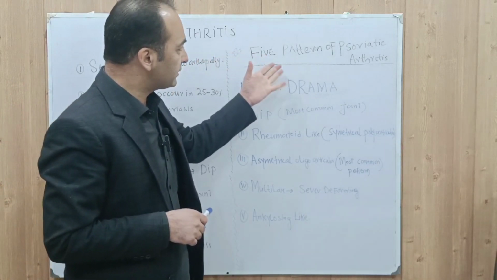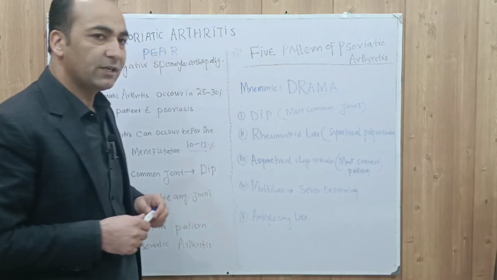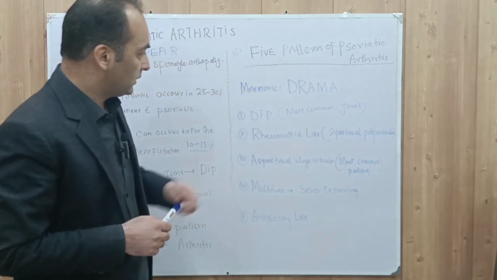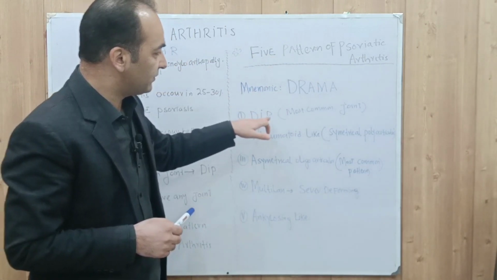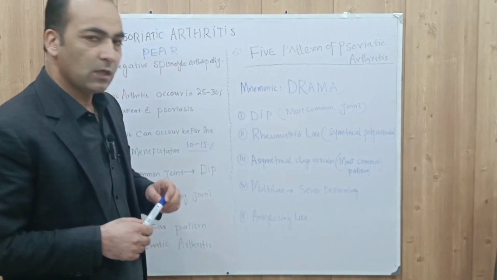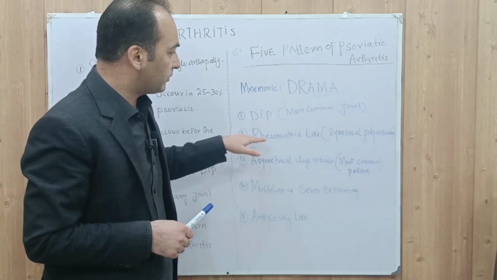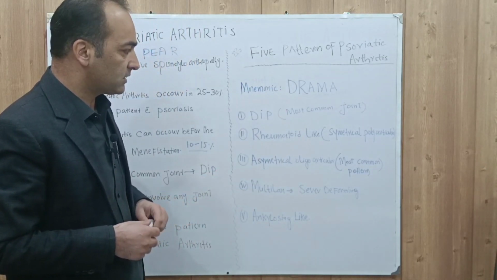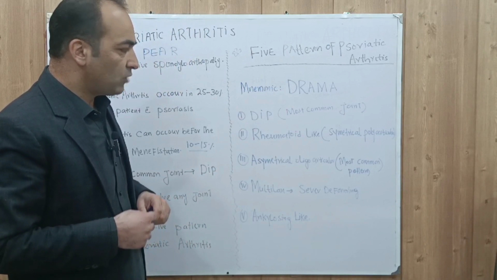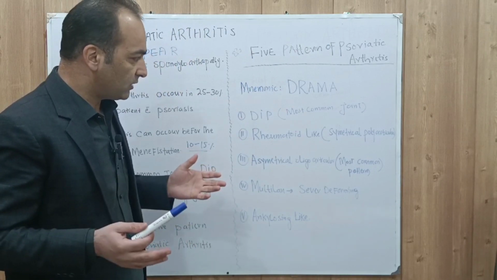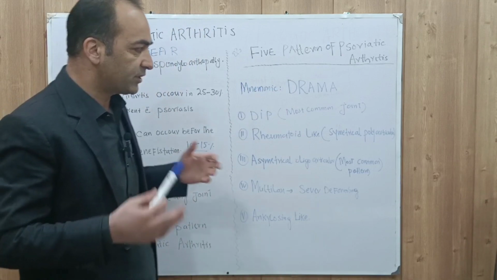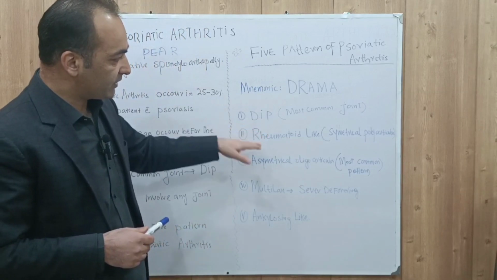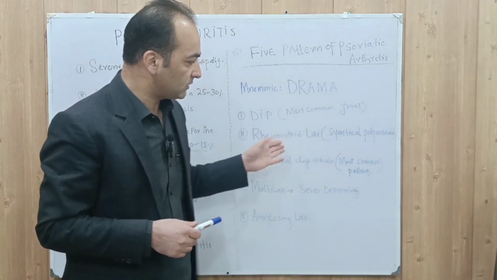Now, to easily remember these five patterns of psoriatic arthritis, the mnemonic DRAMA is used. D stands for distal interphalangeal joint. R stands for the rheumatoid-like pattern. And as we know, rheumatoid arthritis involves the joints on both sides of the body. That is a symmetrical polyarticular pattern. So the second pattern is symmetrical polyarticular, like rheumatoid.